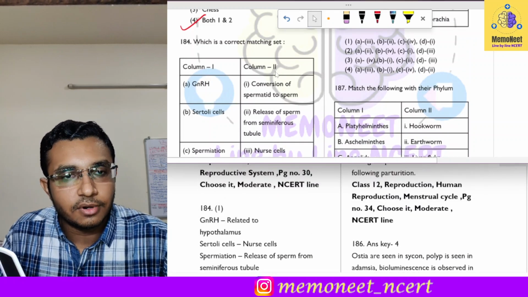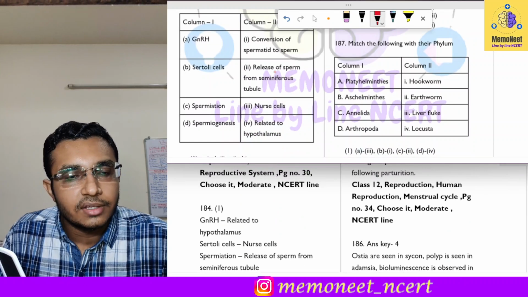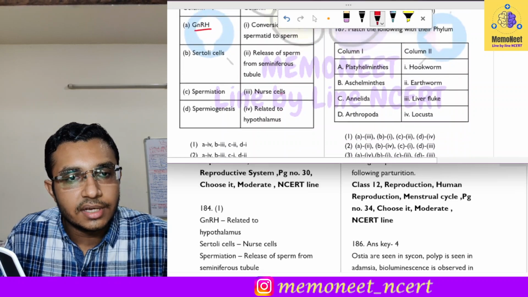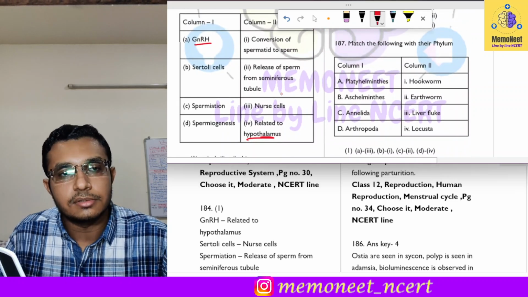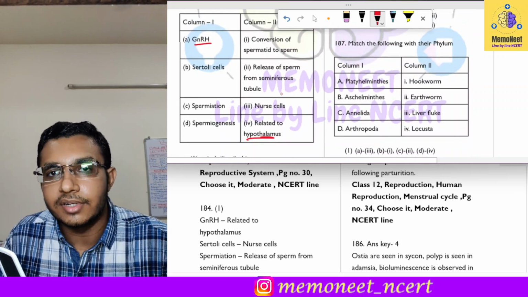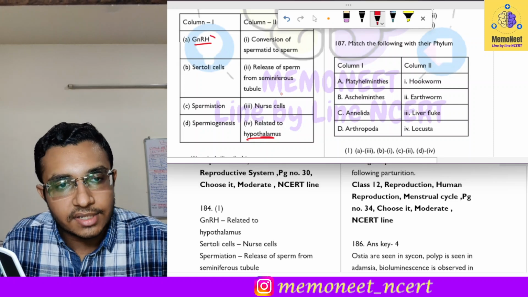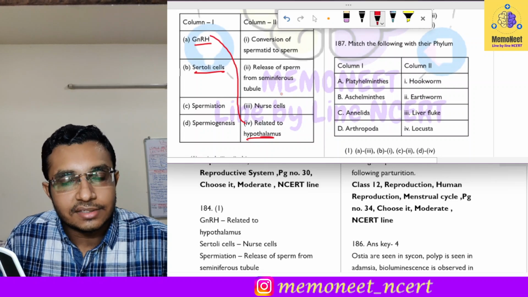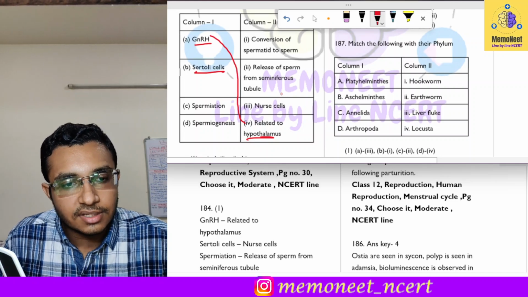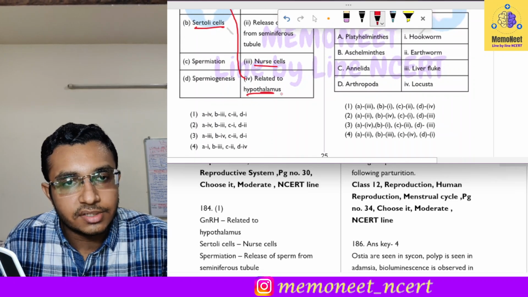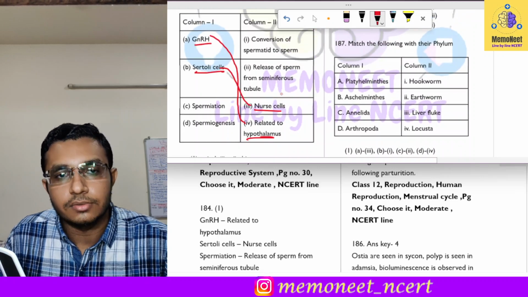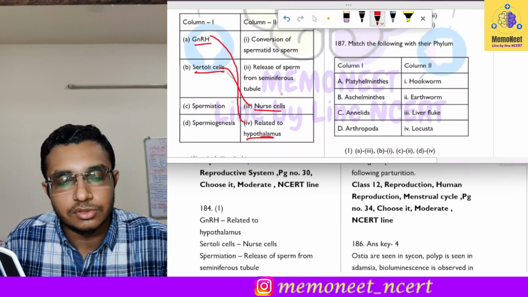The next question is question number 184. It is a match the following type of question. Okay, so the option A is GnRH. So the GnRH is related to hypothalamus. Okay, so GnRH is the gonadotropin releasing hormone and it is released by the hypothalamus. So A goes with 4. B are the Sertoli cells. The Sertoli cells are also known as the nurse cells. Okay, so the nurse cells, their function is to provide nutrition to the sperms. Okay, so B goes with 3.